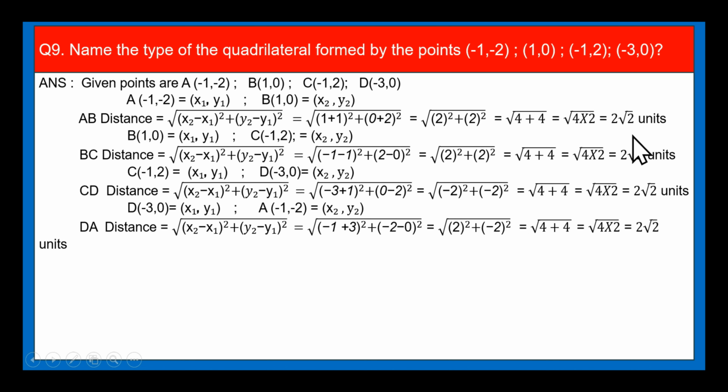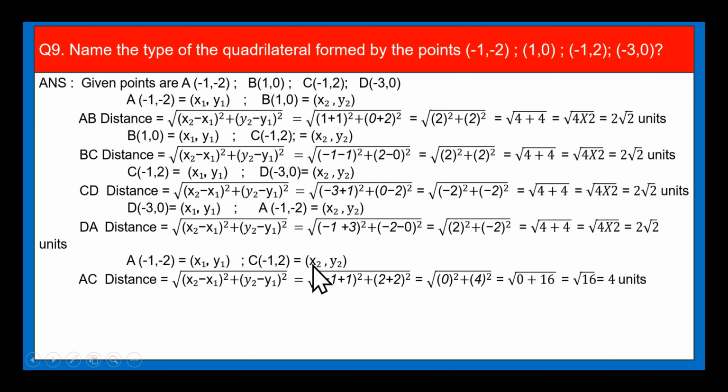If you observe, all the 4 sides are equal in length. Okay. Now, in this quadrilateral, all the 4 sides are equal. Now, let us verify the length of the diagonals. First diagonal, coordinates A and C. AC. Coordinates of A (-1, -2) and the coordinates of C (-1, 2).